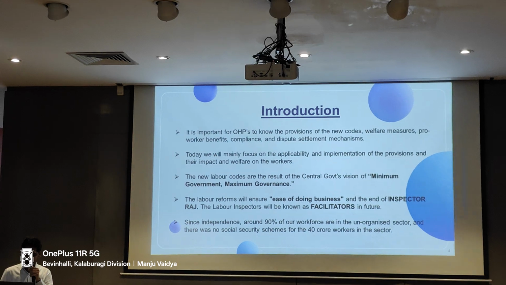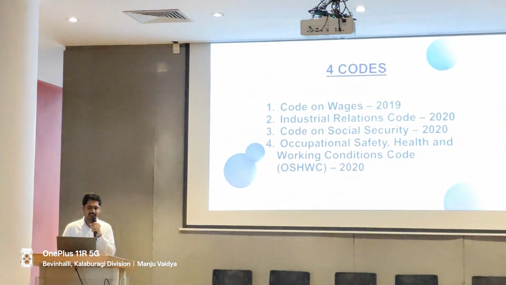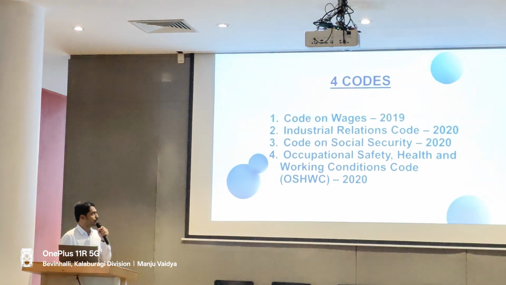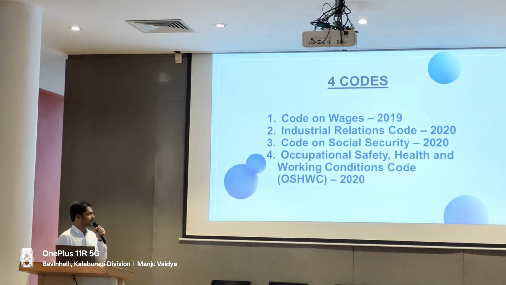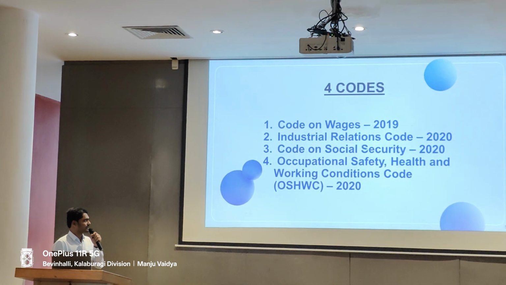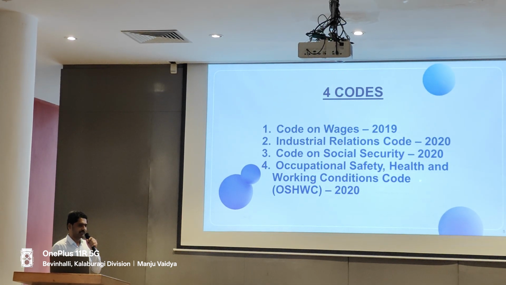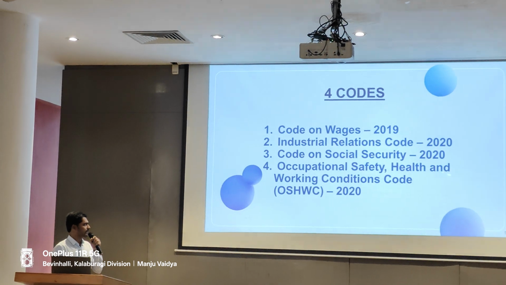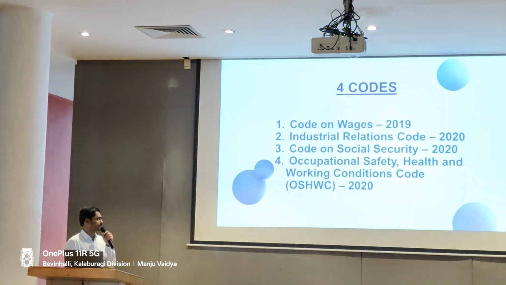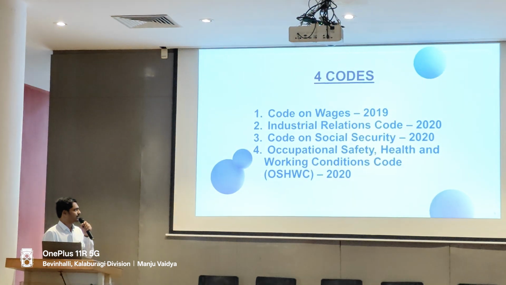So currently India has around 40 crore workers working in all the sectors. So basically we have 4 codes. The code on wages, which was passed in 2019, the code on industrial relations 2020, the code on social security 2020, and then we have the occupational safety, health and working conditions code, which was passed in 2020. So today I will be concentrating mainly on the OSH code.